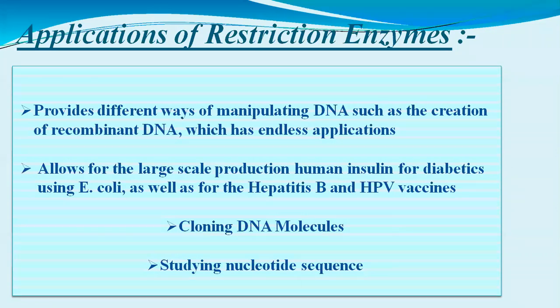Okay, so restriction enzymes also allow for the large scale production of human insulin for diabetes using E. coli, as well as the hepatitis B and HPV (human papilloma virus) vaccines, cloning of DNA molecules and studying the nucleotide sequence. So these are the main applications of restriction enzymes that we know so far, and people are still exploring. About the insulin example, I have already told you in the last lecture, and I'm sure that one example is also mentioned in your 12th standard science book, if you have not forgotten it by now.